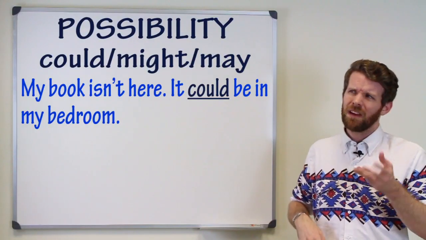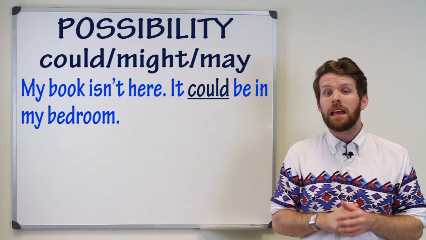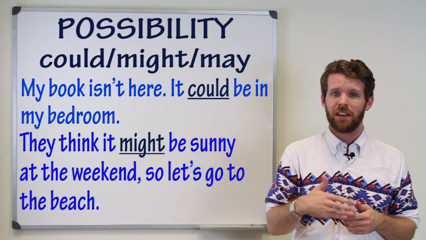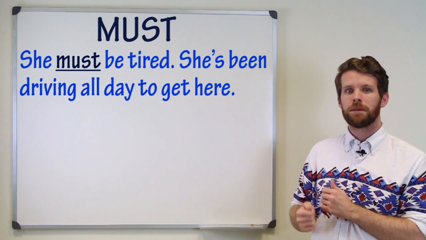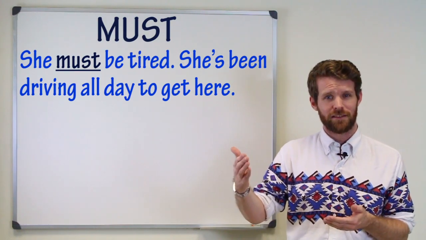Now, could, might, and may are used to talk about possibilities in the present and future. My book isn't here. It could be in my bedroom. They think it might be sunny at the weekend, so let's go to the beach. We use must when we want to say that we are very sure that something is true, usually because we have strong evidence that this is so. She must be tired. She's been driving all day to get here.